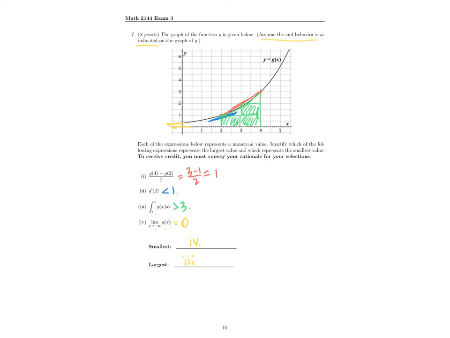So this is an area under the curve. This represents a slope of the secant line. And this one represents the slope of a tangent line. So there's my rationale.